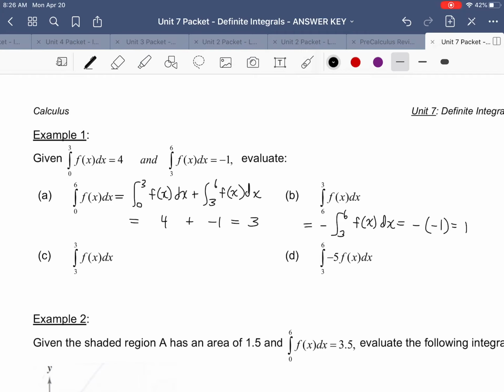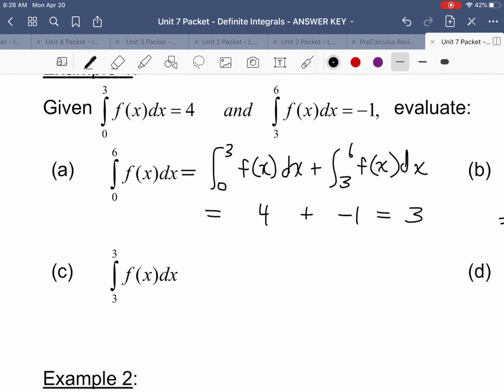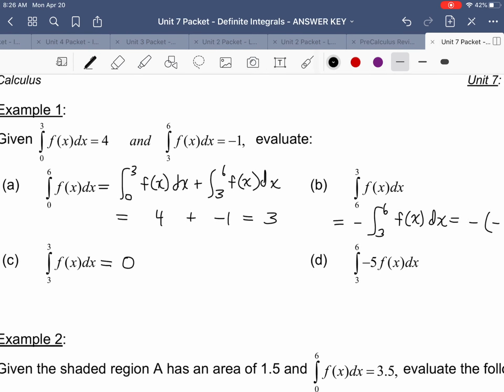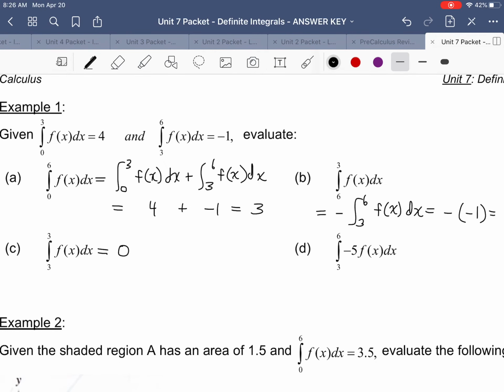Part C is my favorite, and I'm sure it's yours too. Maybe you don't realize it. Now you do. Good. Very good. Yep, it's 0. Sometimes it takes a second, but when it clicks, it clicks. When you see those lower and upper bounds being the same, you just go after it like a beast.